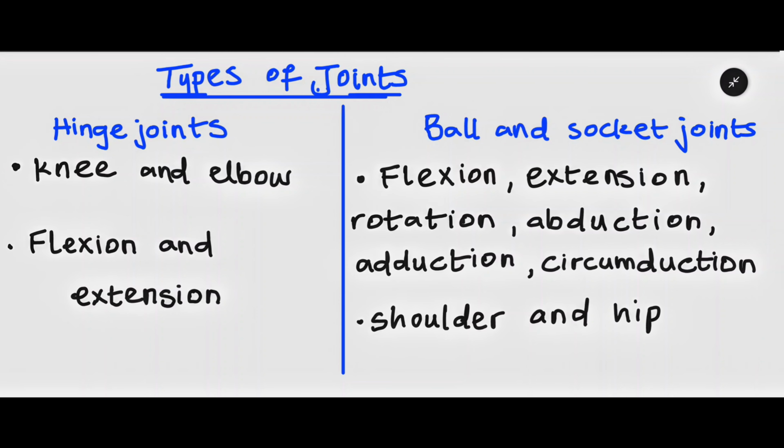Rotation at the shoulder, we can see that when you are throwing a baseball or a cricket ball, there's a lot of rotation at the shoulder because you're moving that shoulder joint around a fixed axis.